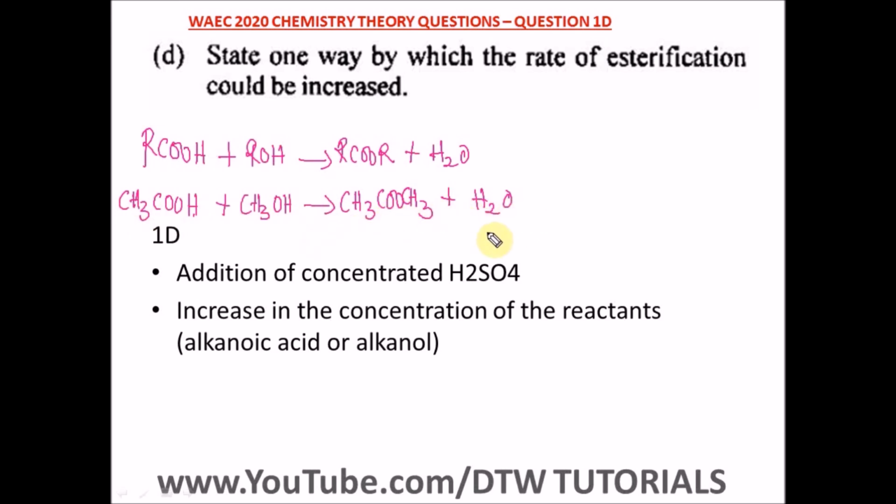We can increase the rate of these by adding concentrated H2SO4 to your reaction. Or if you increase the concentration of the alkanoic acid and the alkanol, the rate at which the ester is produced is increased. So these are ways in which we can increase the rate of esterification.